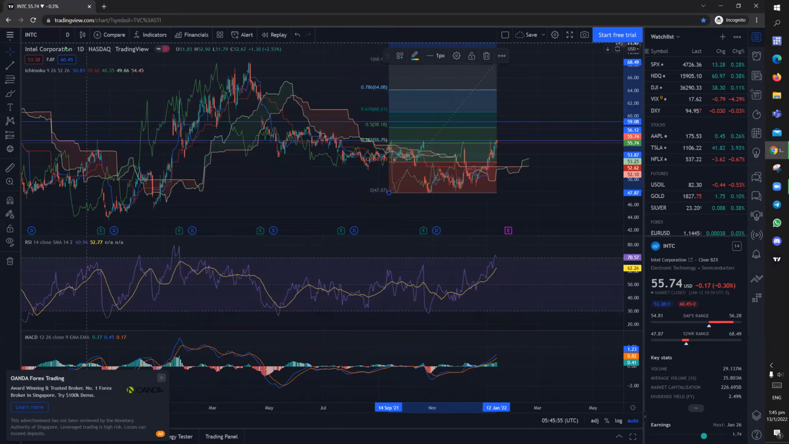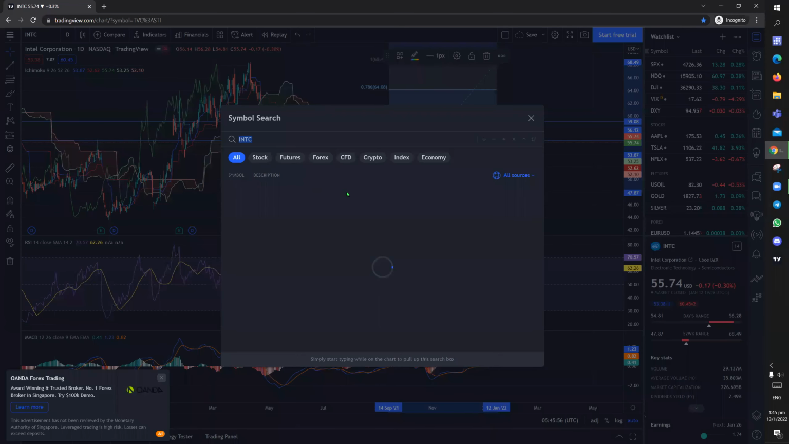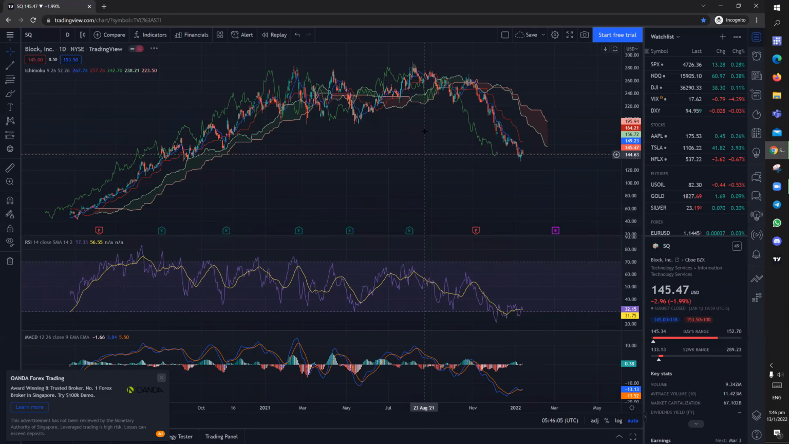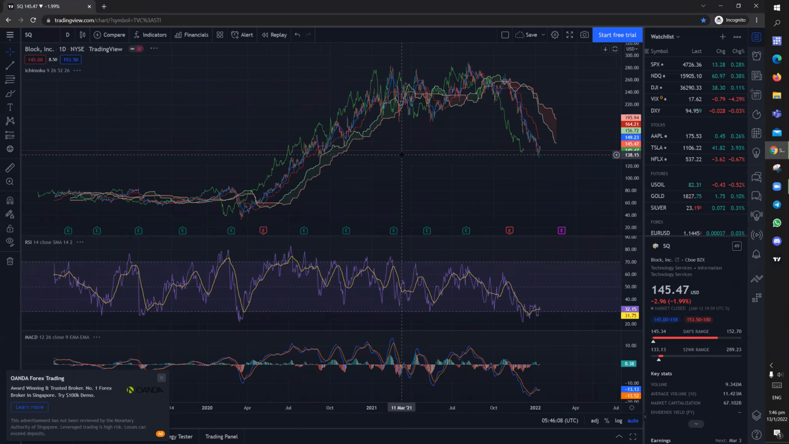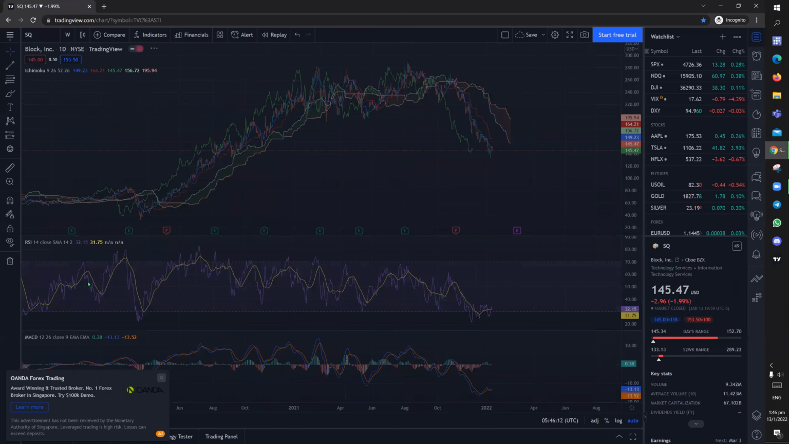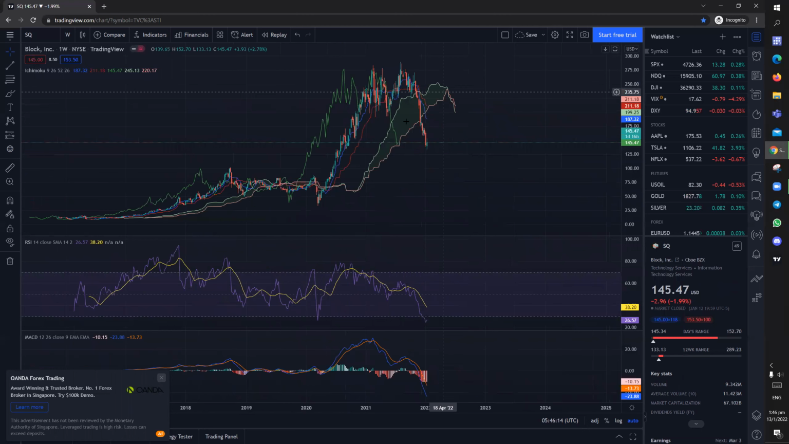Okay, moving on to Square. So Square has in fact been dropping quite a bit. It's quite similar to C Limited, which will be mentioned later in the video. So if you can see, right, it has downtrended quite a bit, even on the weekly charts. It went below the cloud.